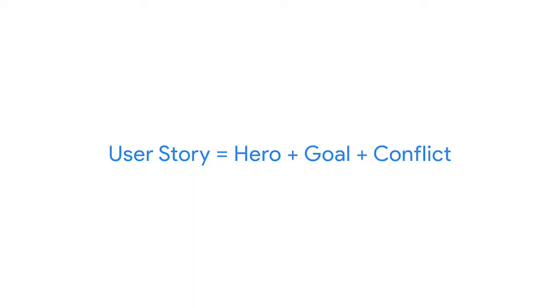Each user story needs a hero, a goal, and a conflict. In this example, Shane is our hero. We know one of Shane's goals is to reserve books on their schedule. And we've learned that one of the main pain points, or the conflict Shane is facing, is having to rearrange their busy schedule to reach the library in time to check out books before it closes.